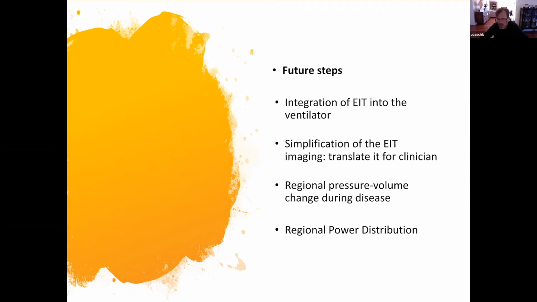Because we have pressure as a signal, we have volume change as a signal, and we can actually measure regional power distribution. No one has ever done it. No one has shown how regional power distribution is occurring. And I don't know anyone who is currently even doing animal experiments on it, but we can go and take the power concept further into regional power. So I believe these are the next future steps that we need to look at, and they're obviously open for discussion. So thank you very much.